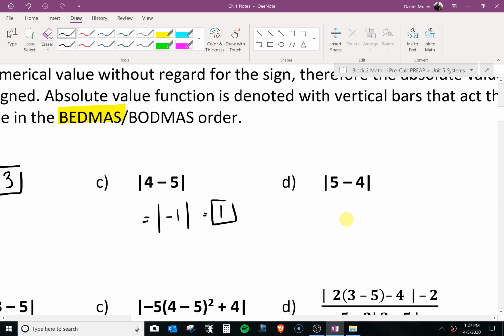Moving on here, 5 minus 4, we have to do inside the brackets first. 5 minus 4 is 1, so I write that down. And I have to take the absolute value of 1. The absolute value of 1 is still 1.